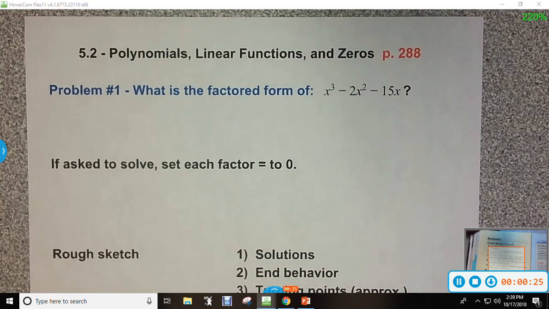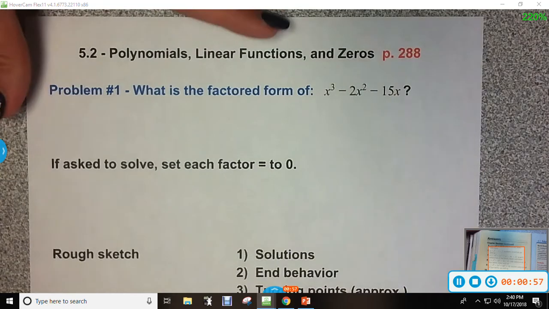So, for problem 1, they want to know what is the factored form of x cubed minus 2x squared minus 15x. So, this one has an x cubed. When we were in Chapter 4 working with quadratics, the biggest exponent we had was x to the second. So we factored those. What is the very first rule of factoring always? GCF.